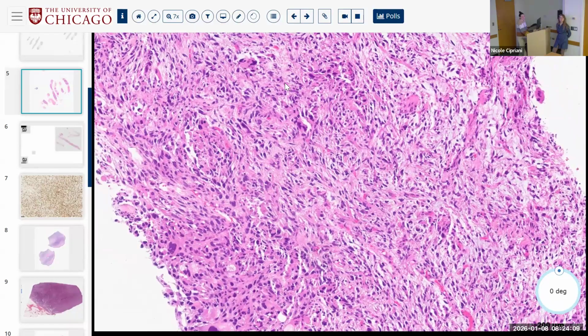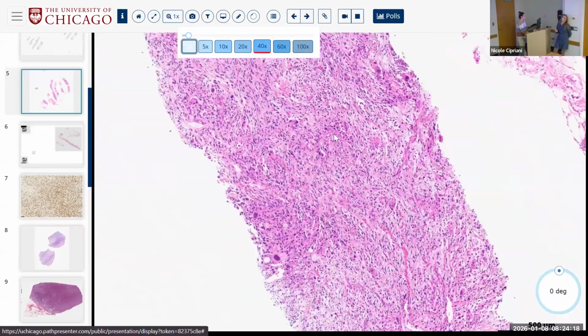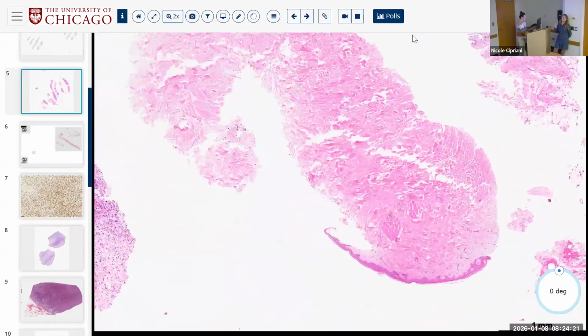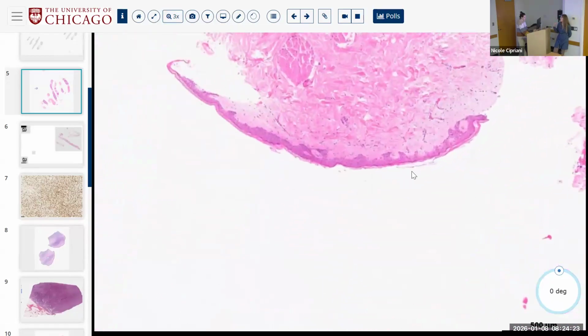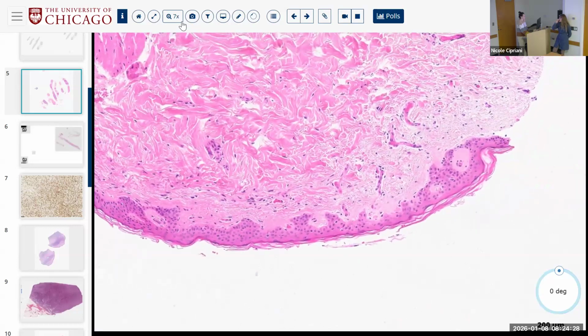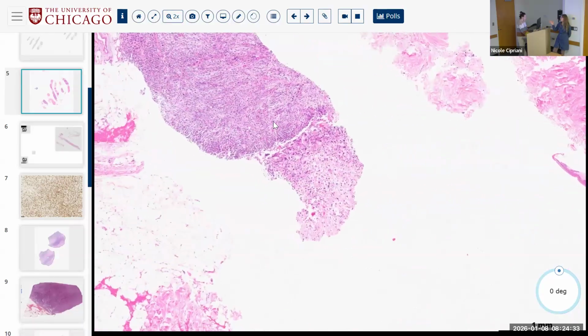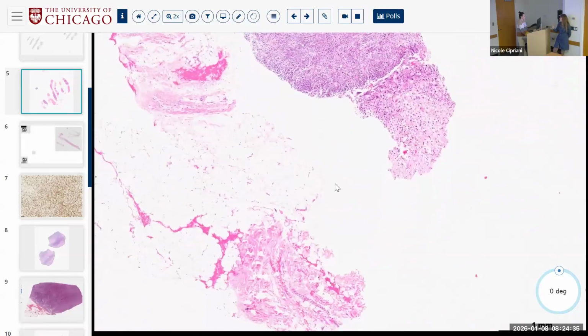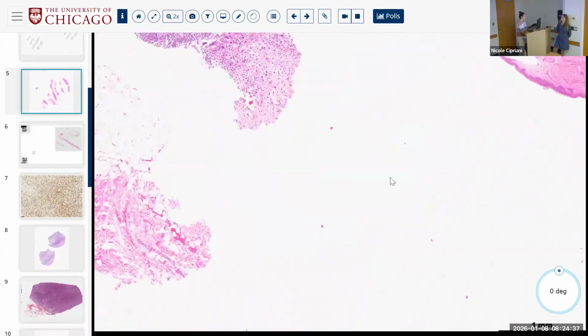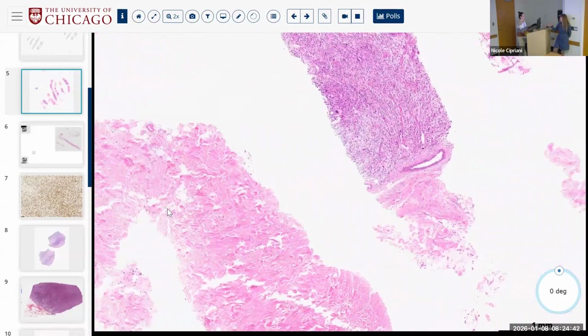Myogenin is a nuclear transcription factor. Desmin is smooth muscle, skeletal muscle, myofibroblast, myoepithelial, right? SMA is everything but skeletal, right? So SMA is fine in this case, but it would show you fibroblastic, myofibroblastic, smooth muscle, not skeletal. Desmin would show you skeletal muscle, and the others.